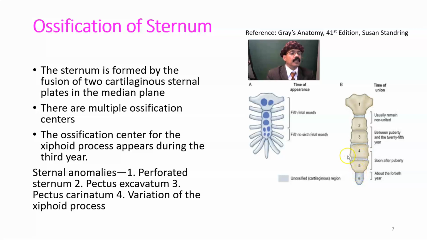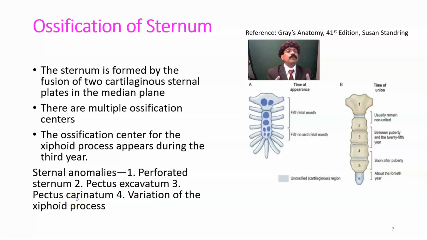Okay, sternum has a lot of variation. The perforated sternum: there may be a gap here because two plates come together. There may be a gap here between the sternal components. Pectus excavatum: sternum may push back. That may happen after birth or usually at puberty. Okay, it may compromise respiratory function, or may not compromise respiratory or cardiovascular function.